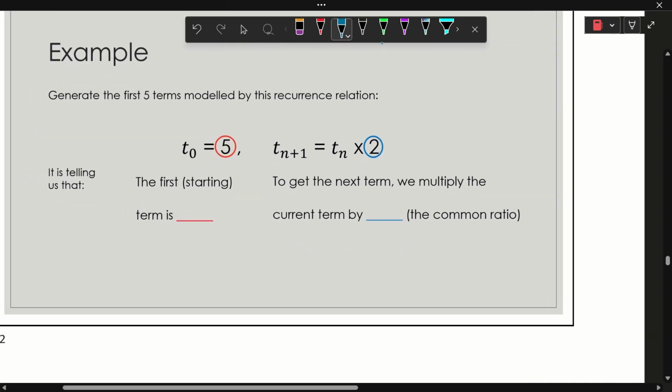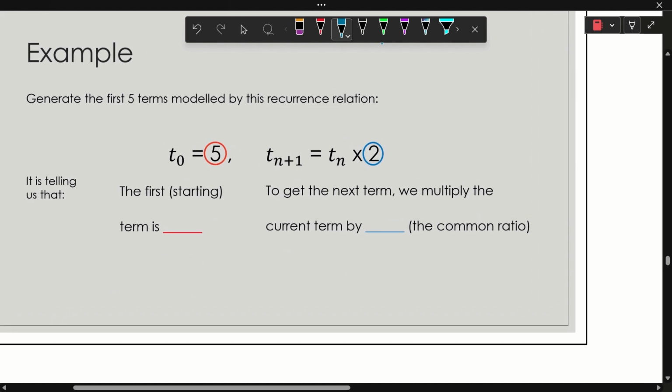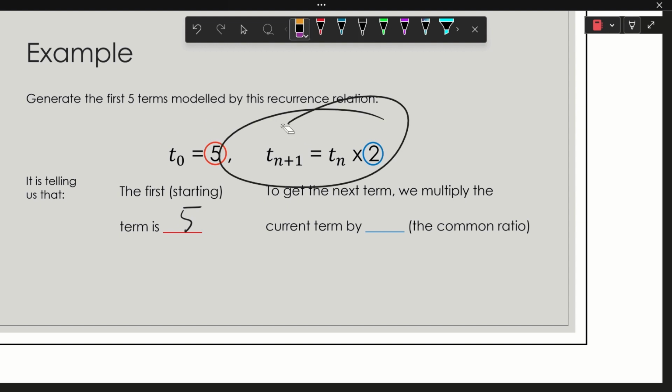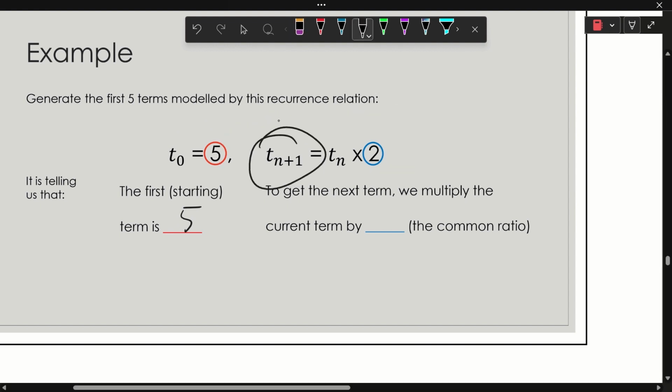Alright, let's look at this one. So this is an example of a recurrence relation. Right here, this tells me that the starting number is what? 5. Good. So the starting term is 5. And then to get the next term, this part of the recurrence tells me it's going to be whatever you have times 2. So that means the common ratio is 2. To get the next number, you're multiplying by 2, which is 10.